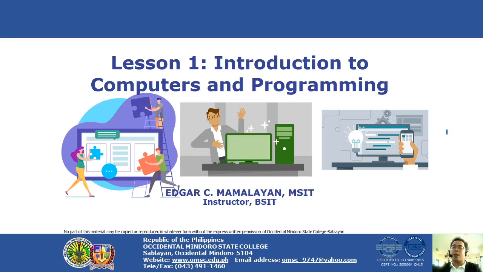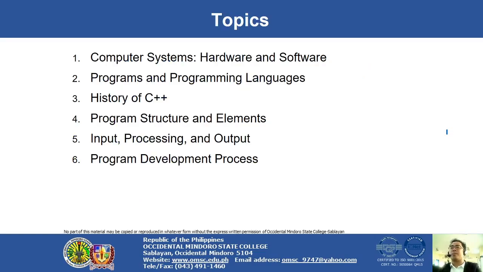So the content of this lesson, we have six topics. We have the computer system, so we can identify and differentiate the two components of a computer system. We have the hardware and the software, and also we have the programs and programming languages. We're gonna know what those different languages or the PL are, and also we're gonna discuss the history of C++, why it is called C++, and also the structures, the elements, the IPO or the input process output, and also the program development process.